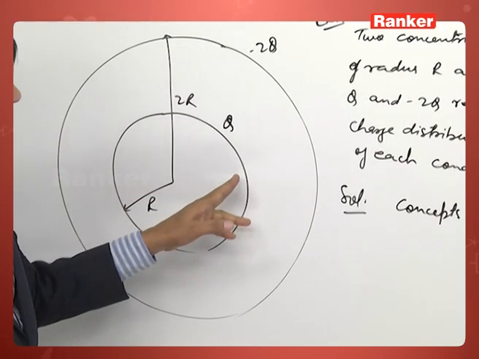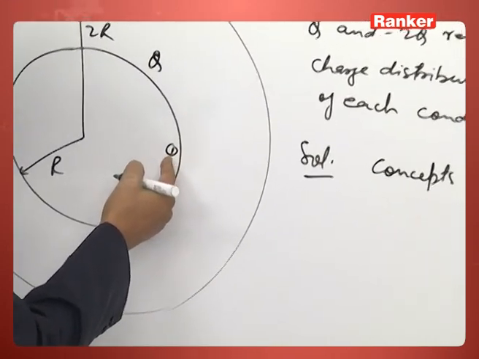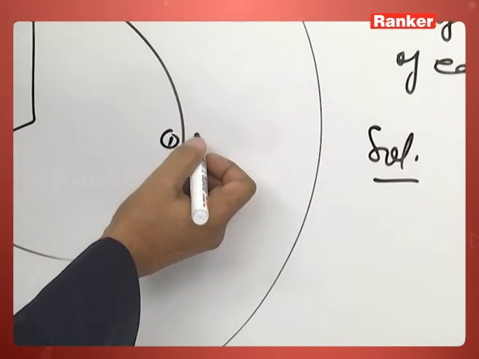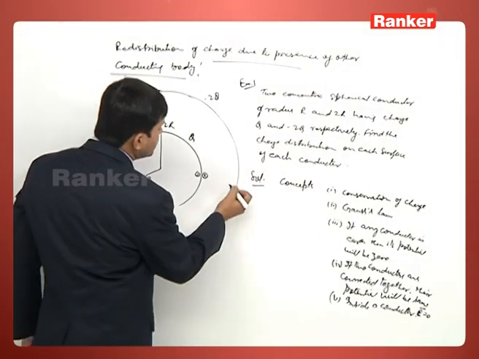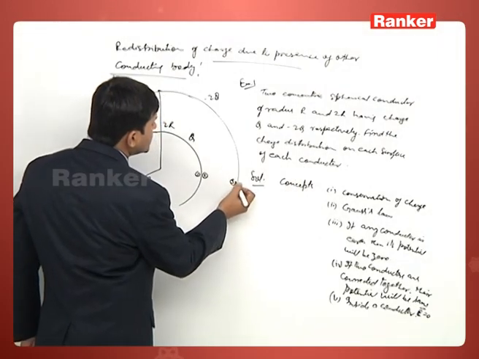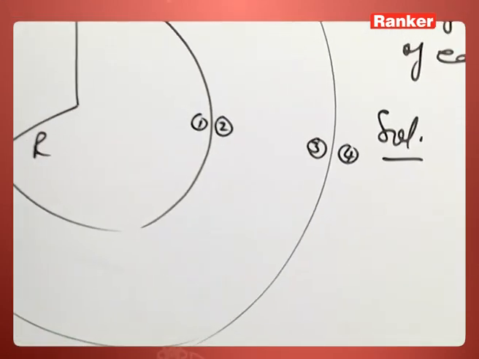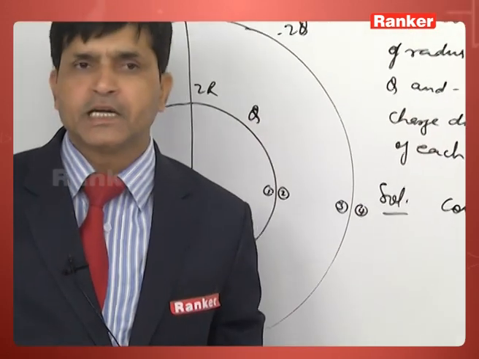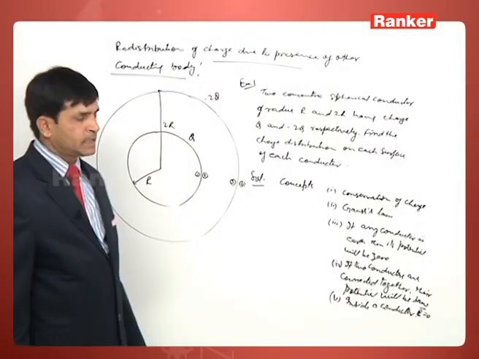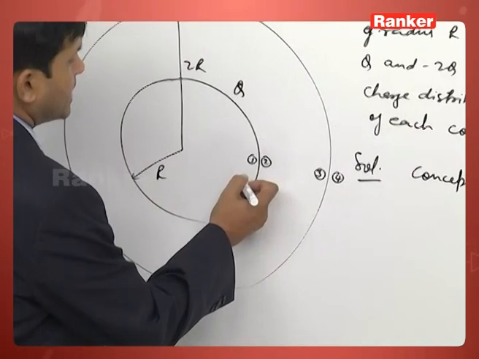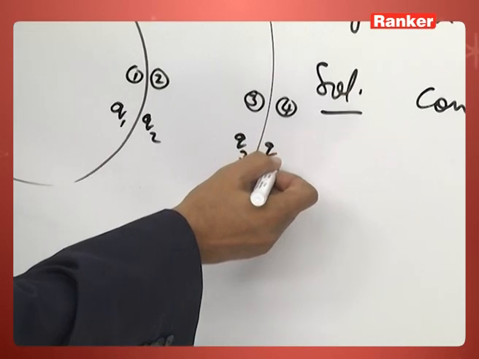So here we can say there are 4 surfaces. One surface, inner surface of the inner shell, second outer surface of the inner shell. Third surface is the inner surface of the outer shell. Fourth is the outer surface of the outer shell. So these are the 4 surfaces we are having. So we would like to find charge distribution on each surface. Let here charge Q1, here Q2, here Q3 and here Q4.